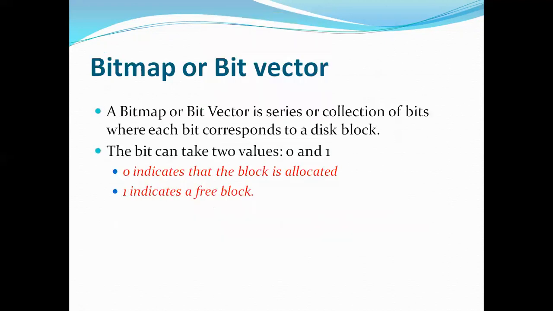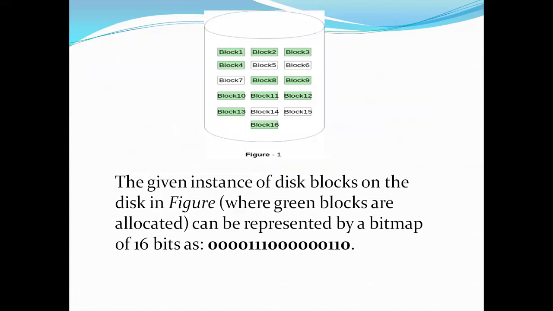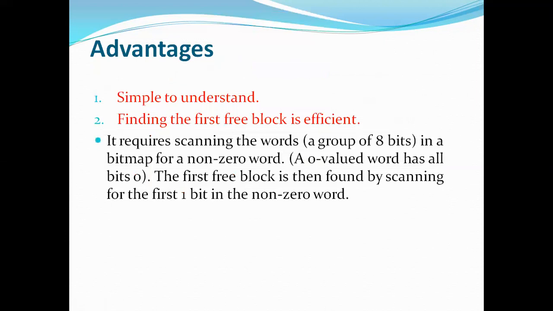So it just uses two values, zeros and ones. 0 indicates that the block is already allocated to some file. 1 indicates a free block. Now every time you want to refer to particular free blocks, you just need to have an instance of this bit vector of disk blocks. By that you can easily find out which block is free.